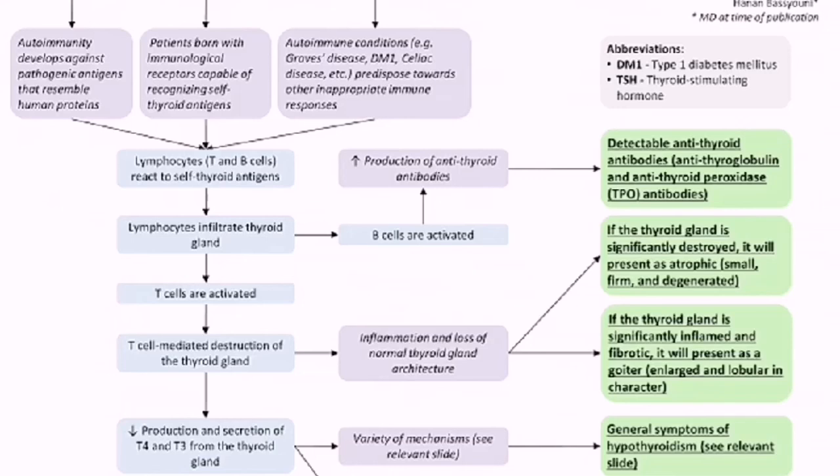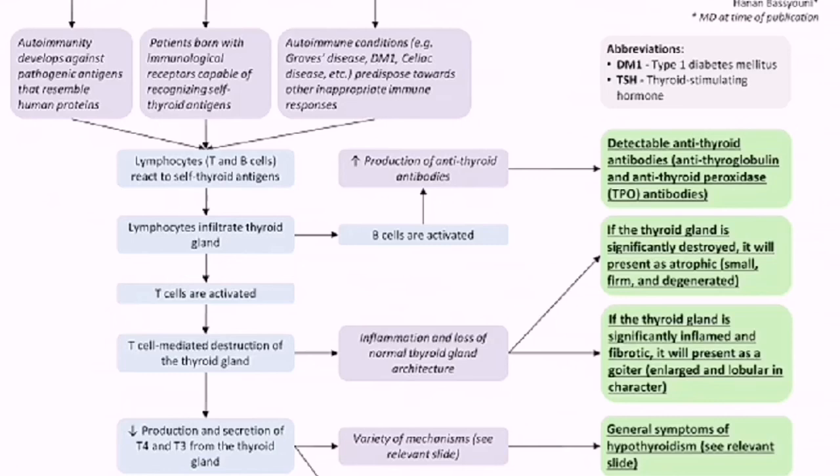With these self-thyroid antigens, the lymphocytes infiltrate the thyroid gland. Then the T cells are activated. You can see here, T cells are activated here. Then the T cell mediated destruction of the thyroid gland decreases the production and secretion of T4 and T3 from the thyroid gland. And you can see here the lymphocytes infiltrate the thyroid gland, then these cells are activated to increase the production of anti-thyroid antibodies, which may be detectable: anti-thyroglobulin and anti-thyroid peroxidase antibodies.